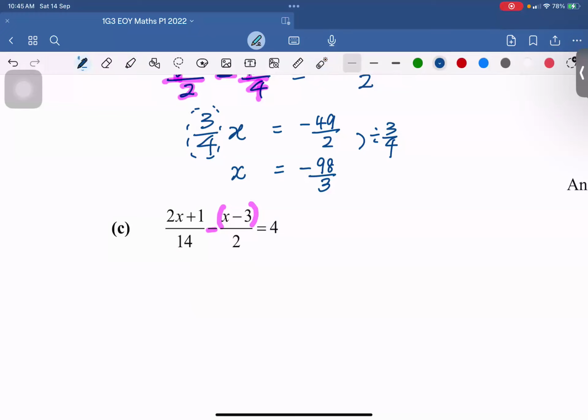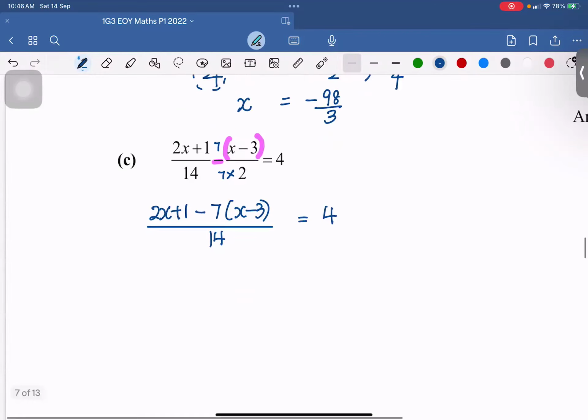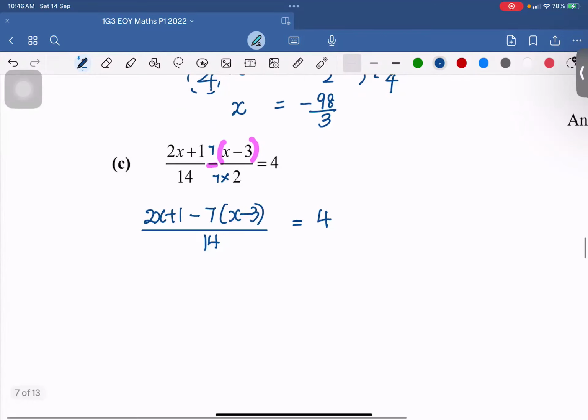So the LCM for 14 and 2 is 14. So I shall multiply a 7. Again, to prevent my careless mistake and me from losing marks, I'll just copy down whatever I need to multiply first. At least I tell the teacher I chose the correct denominator. Then we multiply this in. Okay, I should ask somebody to do my job for me.